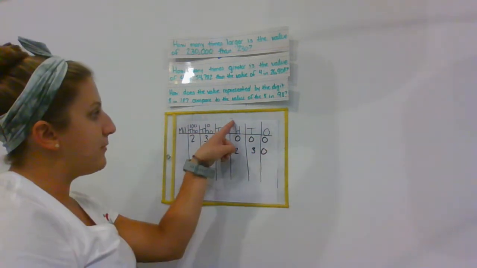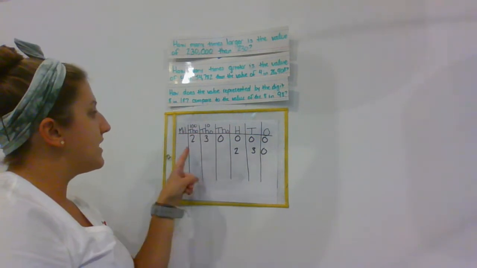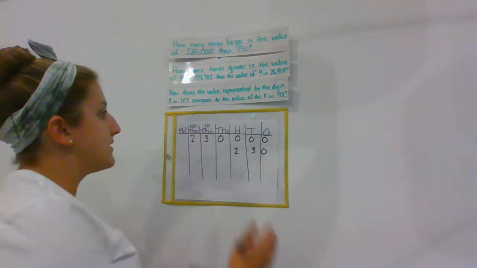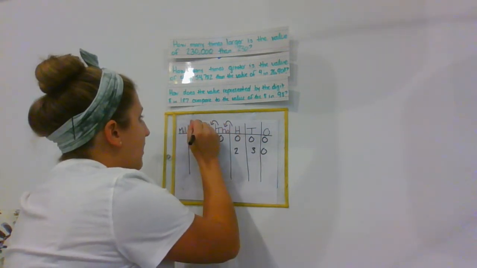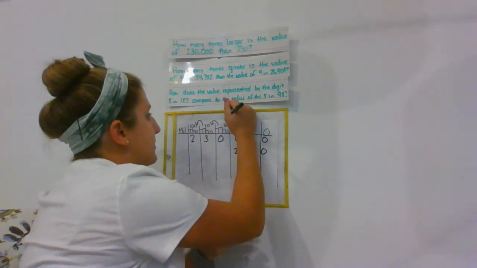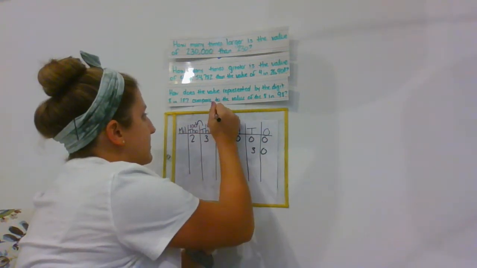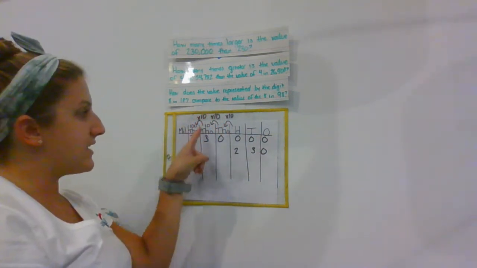First I'm going to draw arrows until I get from this place value in the hundreds to this place value in the 100,000s. So 1, 2, 3. Every time we go up, it's multiplying by 10. So times 10, times 10, times 10. So it went up times 10, times 10, times 10.